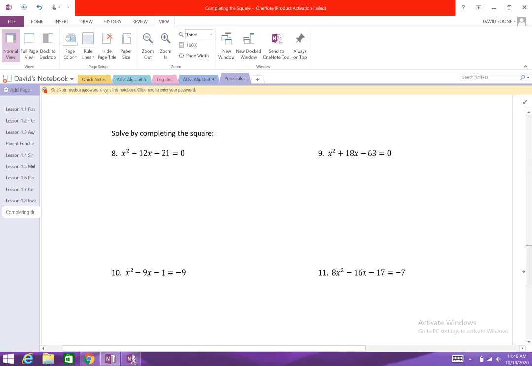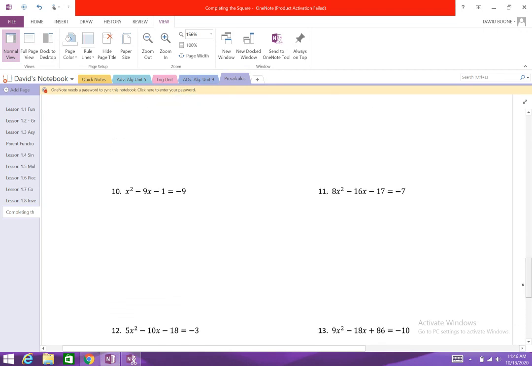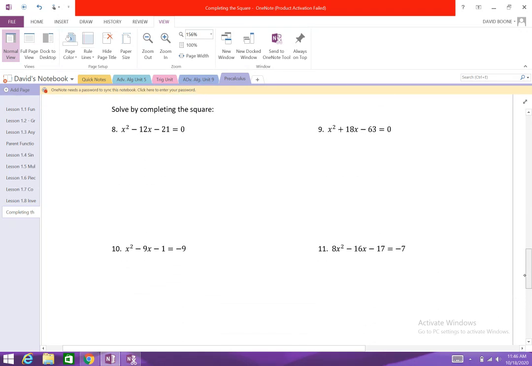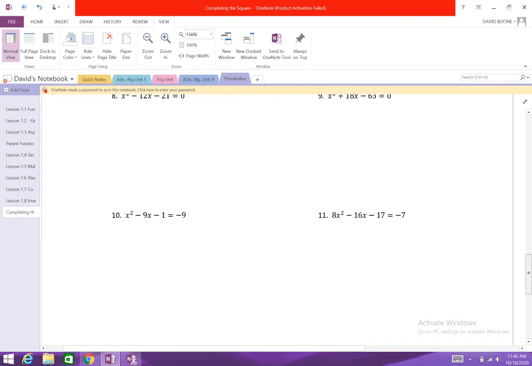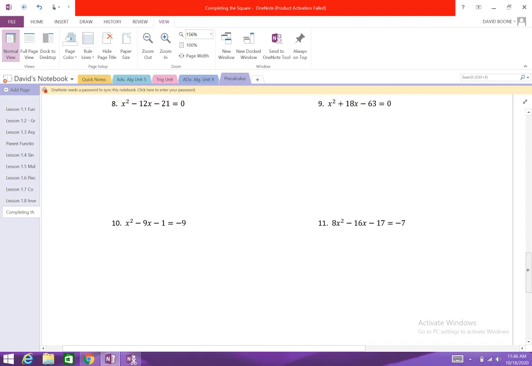The last group of problems, through 13 here, are all solved by completing the square. I'm going to take 2 of these problems. I'm going to do number 8 and number 11. Because in number 8, the leading coefficient is 1. In number 11, the leading coefficient is not 1. It's 8 in this case. So you get 2 different scenarios to see and get some practice on.